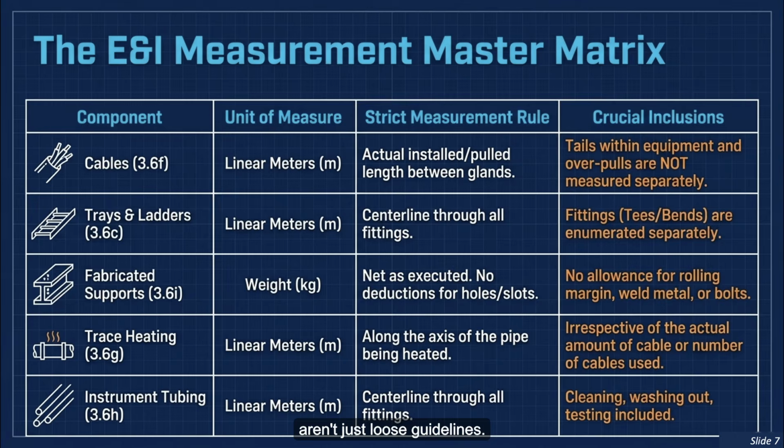And keep in mind, these aren't just loose guidelines. These are strict contractual measurement rules inside a master matrix that, honestly, you just have to memorize. Take cables, for instance. The unit of measure is linear meters, sure, but the crucial inclusions dictate that tails within equipment and overpoles are absolutely not measured separately. Your rate has to absorb them. Similarly, fabricated supports are measured by weight, specifically net as executed. That means there are zero extra allowances or deductions for rolling margins, weld metal, or bolts. Understanding this matrix inside and out, that's exactly what ensures your baseline measurements are bulletproof against audits.